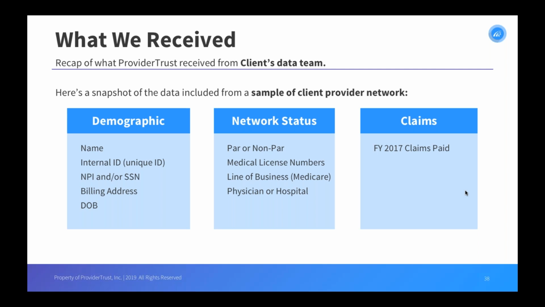Right, so in this case, we had demographic data on a provider. We would have name, an internal or unique ID specific to that health plan, an NPI or social security number, a billing address, a date of birth. We had their network status, so PAR or non-PAR, any medical license numbers that this organization had on file, the specific line of business associated with this provider, and then whether they were a physician or a hospital in terms of billing entity. And then claims, they gave us full year 2017 claims amounts.